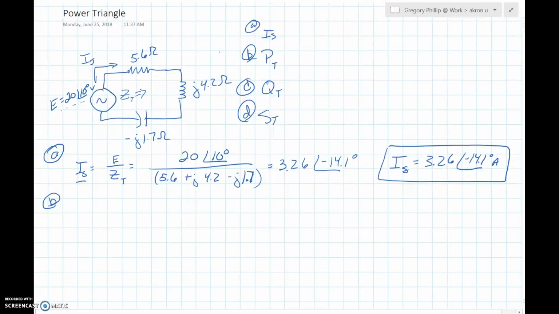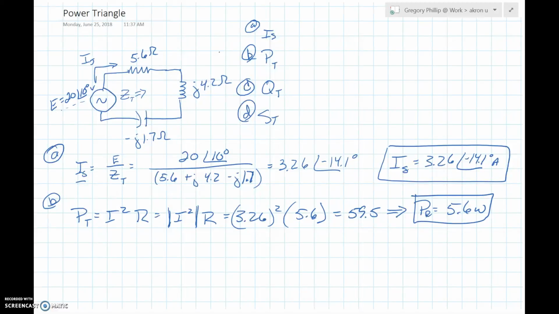Now that I've calculated the current, the only thing that consumes power in this circuit is the resistor, the 5.6 ohm resistor. So my total power in this circuit is going to be, I can use I squared R. Now when I do this, this is just magnitudes only. So if I was going to write this a little more correct mathematically, I'd do the magnitude, put the two magnitude bars on both sides of it, times R. And so this would give me 3.26 squared times 5.6. And my result turns out to be 59.5 watts. And again, I wrote it over here incorrectly the first time.